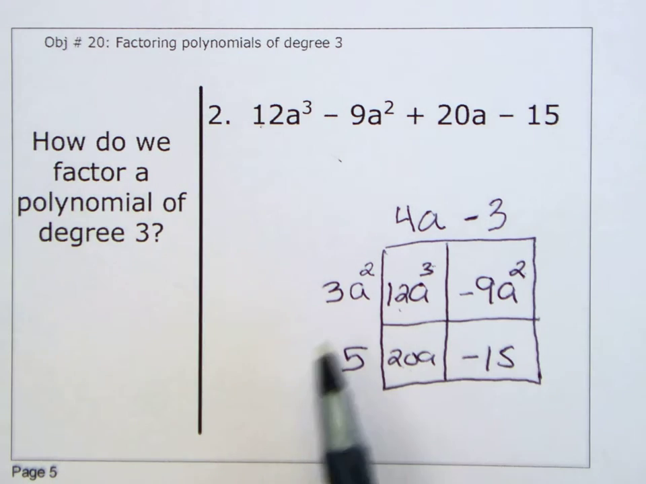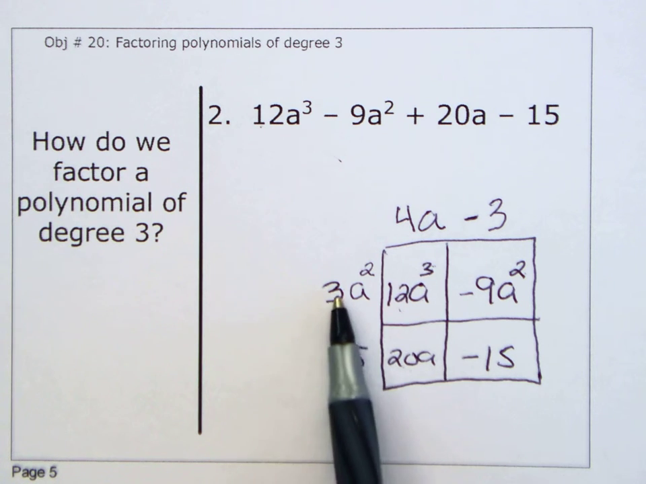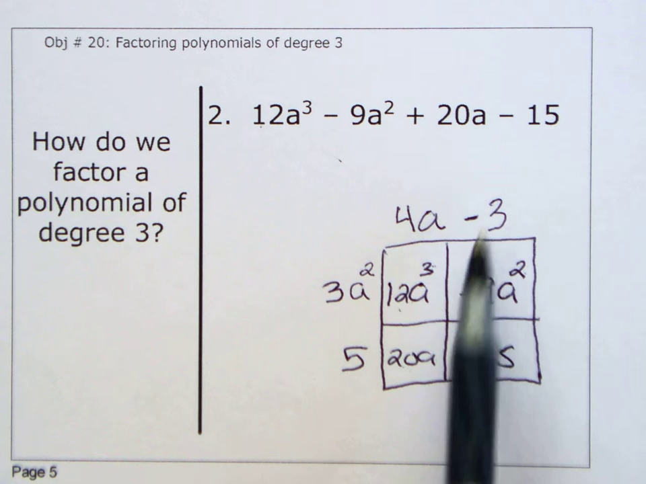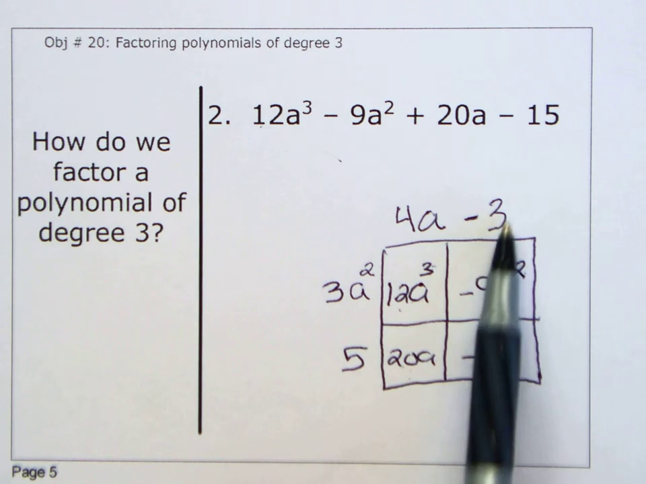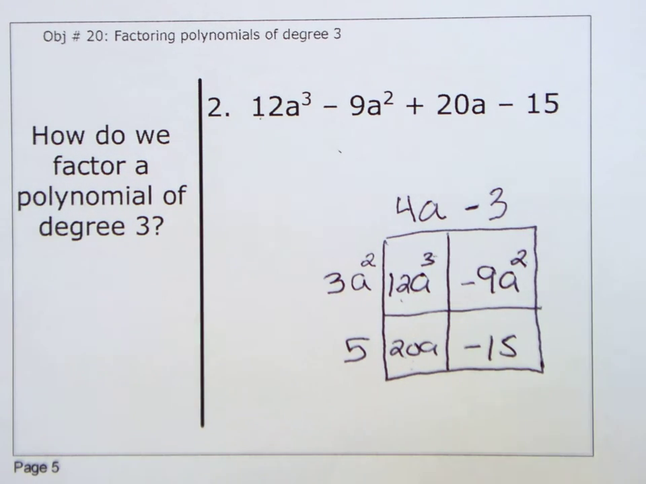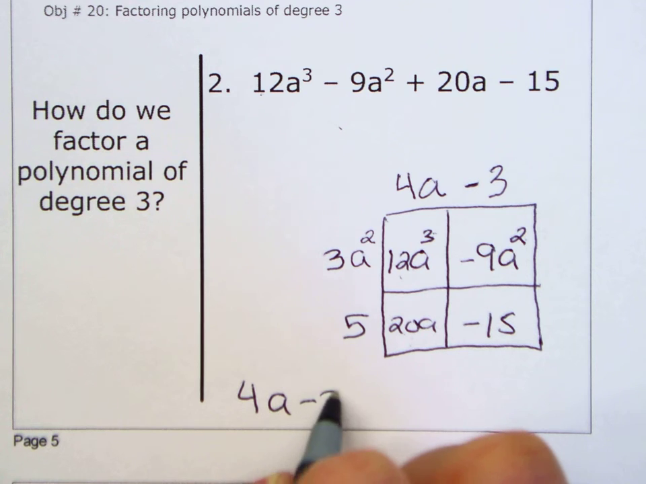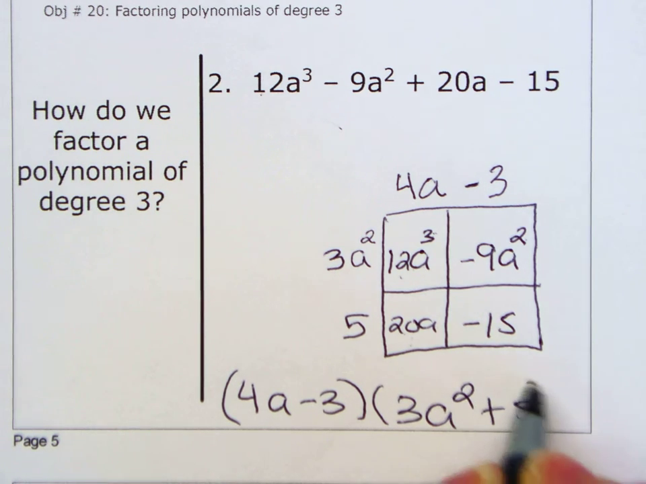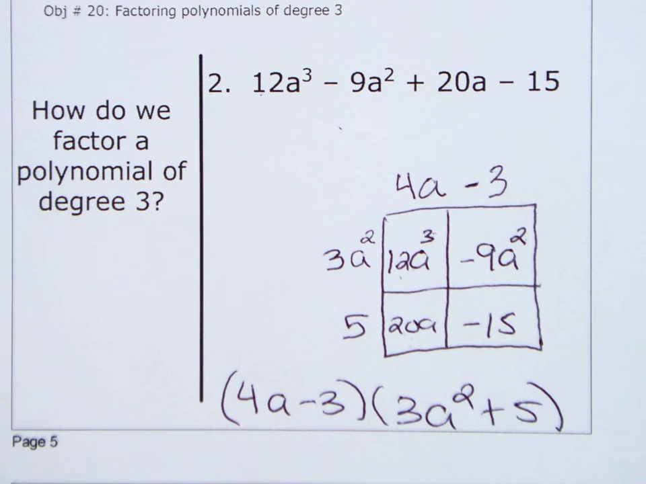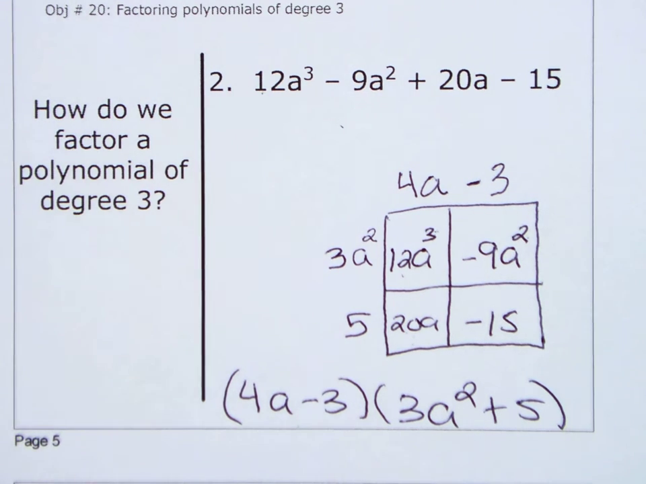Now, again, we can check. Is 3a squared times 4a 12a to the third? Yeah. 3 times 4 is 12. 3 times 3 is 9. 5 times 4 is 20. 5 times 3 is 15. So we did it right. So now we put everything in parentheses. 4a minus 3, 3a squared plus 5. Can we do a difference of squares now? No. Neither one of these is. The only perfect square I have is 4. This does not work. All right, so we're done.